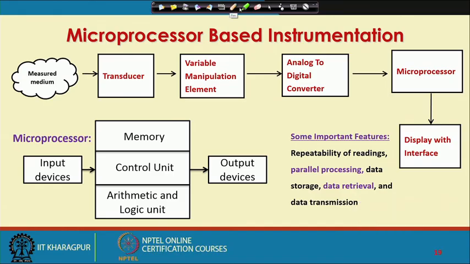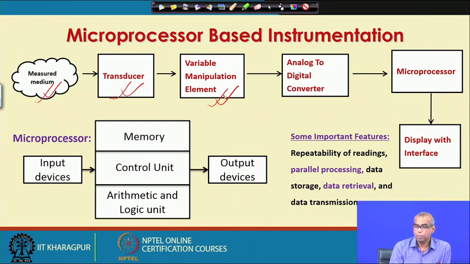So, in case of microprocessor based instruments, the information from the measured medium can go to a transducer. For the time being, you can think of it as a primary sensing element plus a variable conversion element. Output goes to the variable manipulation element for amplification or reducing the strength of the signal as necessary. Then an analog to digital converter will be there. So, the analog signal will be converted to a digital signal.